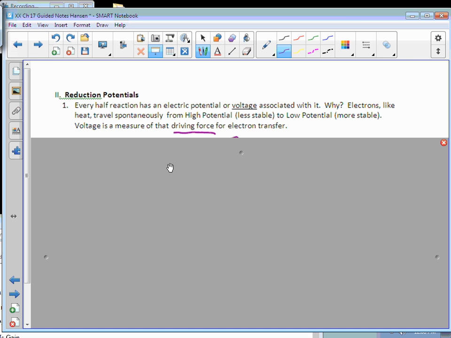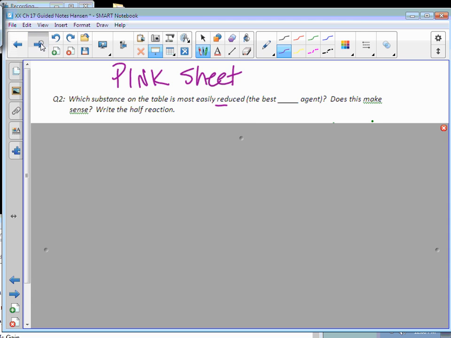Now, this whole reduction potential business. You definitely want to have your little pink sheet out that looks something like that. Have that out because we're going to refer to it a whole bunch. So just the generals. I'm not sure you guys caught all this in class. Which substance on the table is most easily reduced? That means it's the best oxidizing agent. So who on that pink sheet wants electrons more than anybody else?